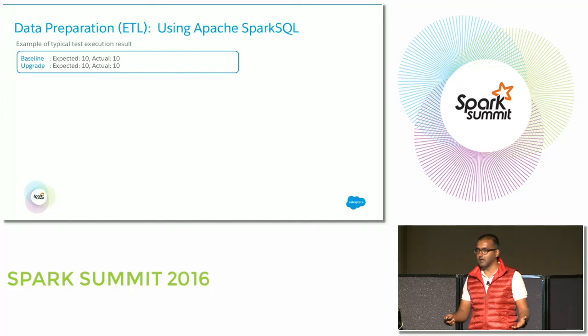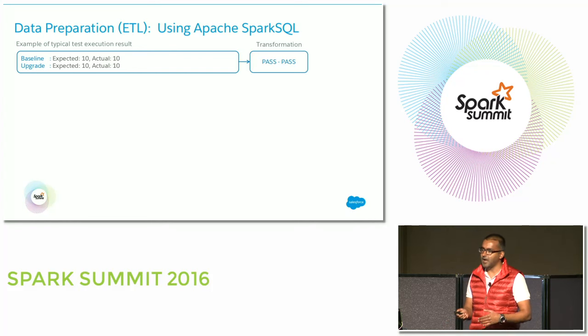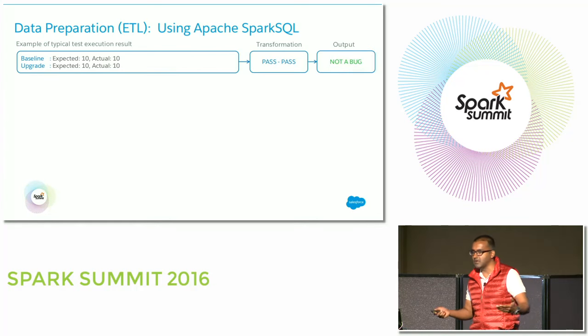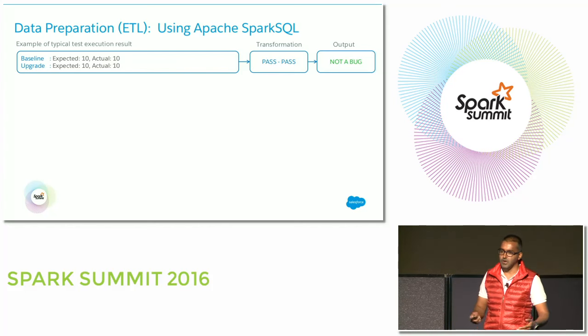And this is a good, happy scenario for us. The Spark SQL transformation picks it up, which we call a pass-pass transformation, and tags such test results as not a bug. We don't have to worry about them. All is good here.